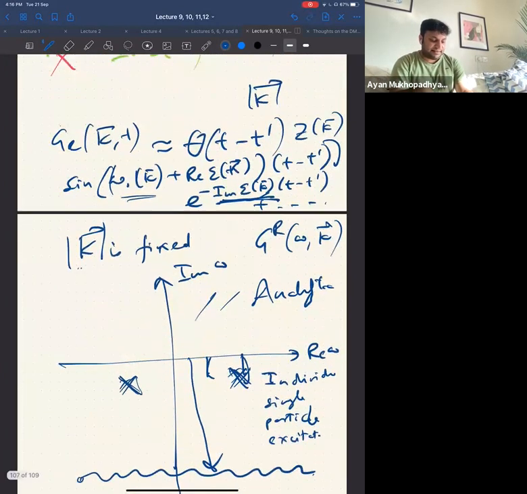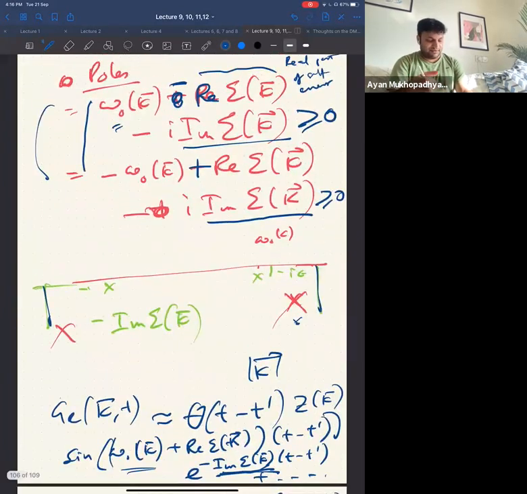But this is something we will see explicitly when we do the computation. I will tell you how to do these computations of the retarded correlation function in the interacting case. And if you do that, you will explicitly see it coming out. But for the moment, it's simply an intuitive picture.